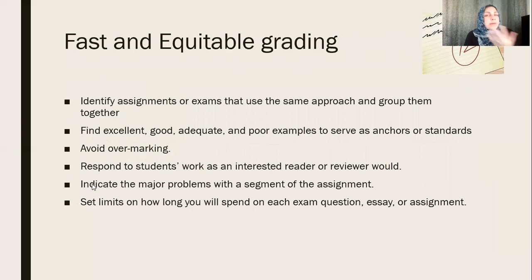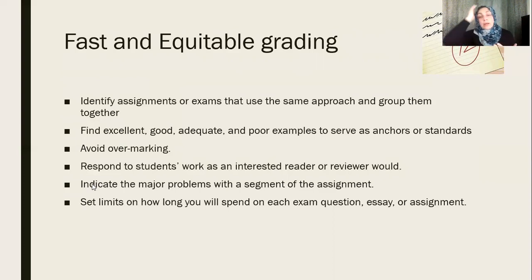If you have the same kind of assignment, group them together and do their assessment together, because that will be easier. Find excellent, good, adequate, and poor examples and put them in front of you after you've graded them, because that becomes a kind of reference for you. Don't overmark. If it's not important for you to put a grade, then a pass or fail is enough. Then don't put too much effort into grading individual aspects. Just make sure that the student has passed the acceptance criteria.